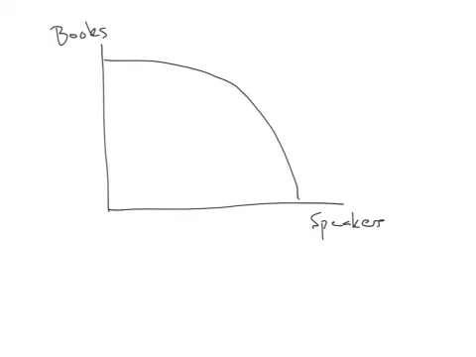So say, for example, I wanted to produce, say, 15 speakers and 30 books. Well, then I'd end up putting a dot here, and that's how many I could produce of each. But say I wanted to produce more speakers. Say I wanted to produce, say, 20. Well, then I have to draw the dot here, and I can only produce maybe 20 books.